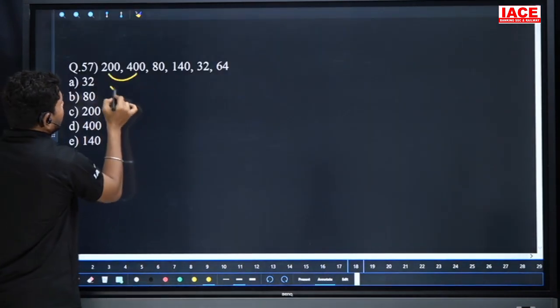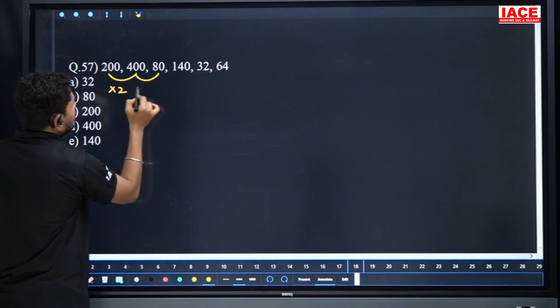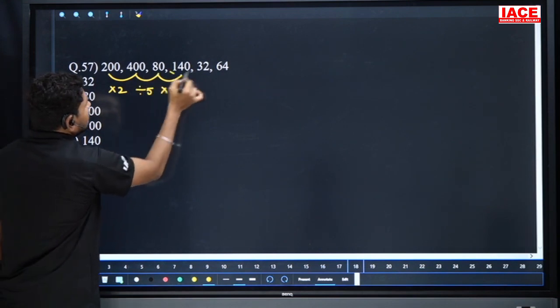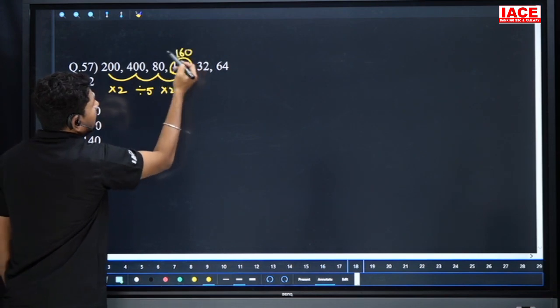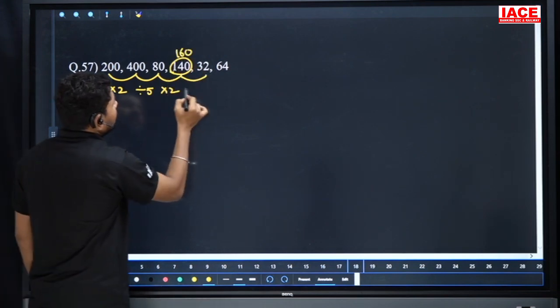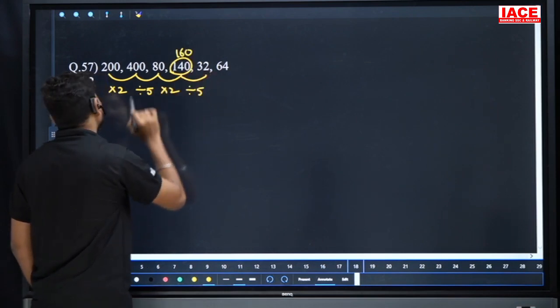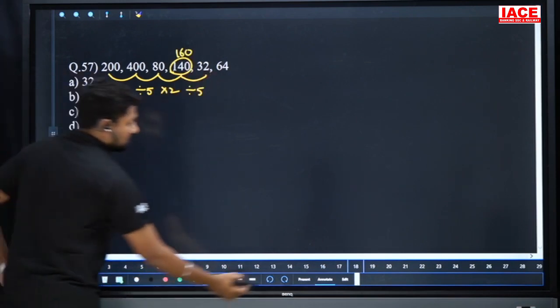Then let's go for the next question number 57. 200 became 400 means multiply by 2, 400 became 80 means it is divided by 5, and here we will also multiply by 2, we are checking now, it is 160. First of all, I am assuming whether it is right or wrong. Here I am dividing with 5, yes exactly, 160 divided by 5 is 32, that means the wrong number is 140, then our answer is E here.